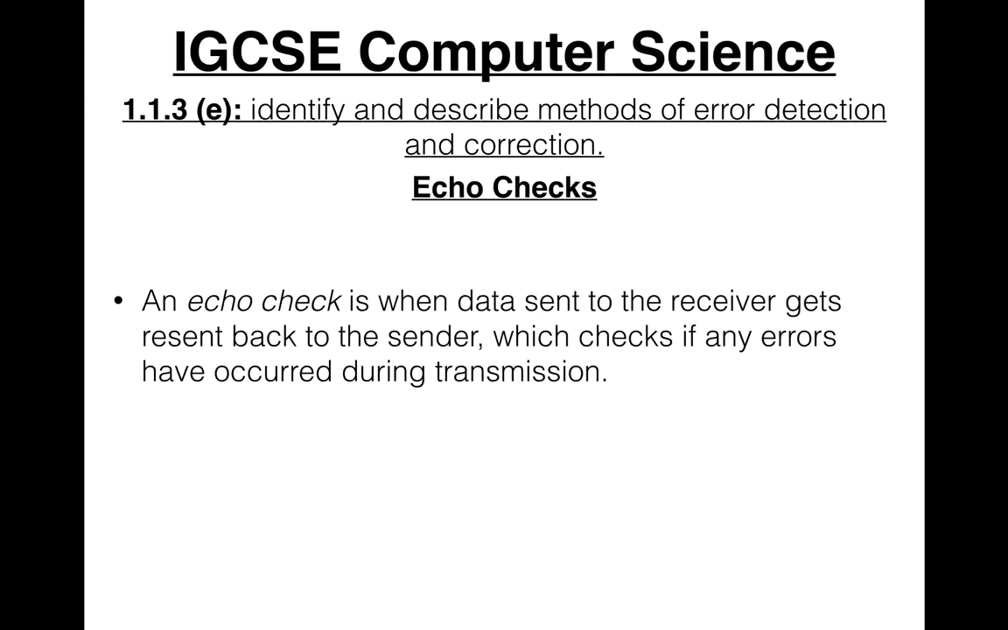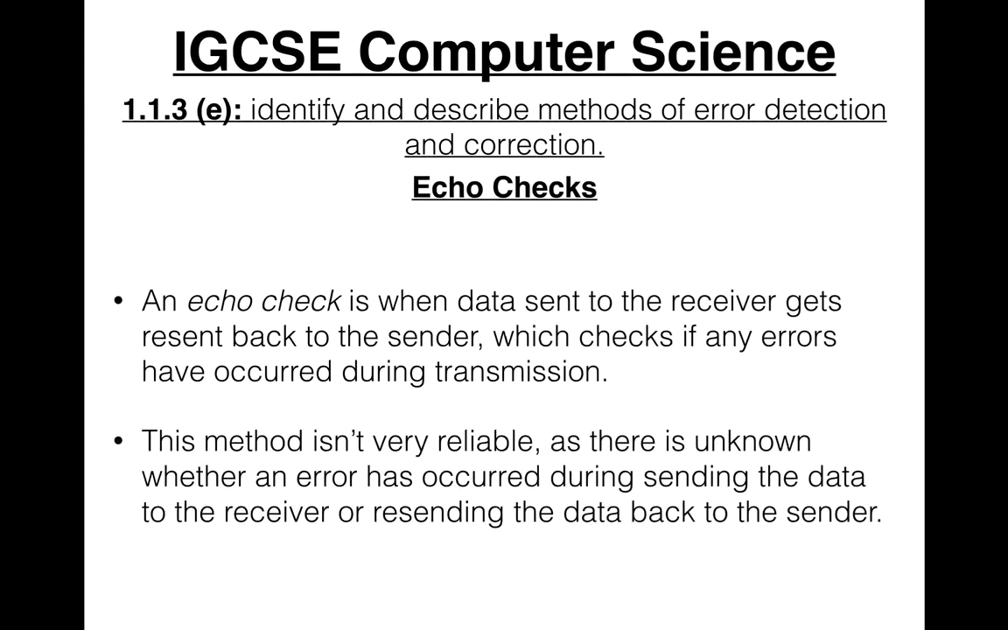Echo checks. An echo check is when data sent to the receiver gets resent back to the sender, which checks if any errors have occurred during transmission. Now that sounds a little bit silly. Imagine a device sending data to another device, and that device resends it back so that it can check whether errors have occurred. That is really unreliable, because they don't know whether an error has occurred during sending the data to the receiver or resending the data back to the sender.